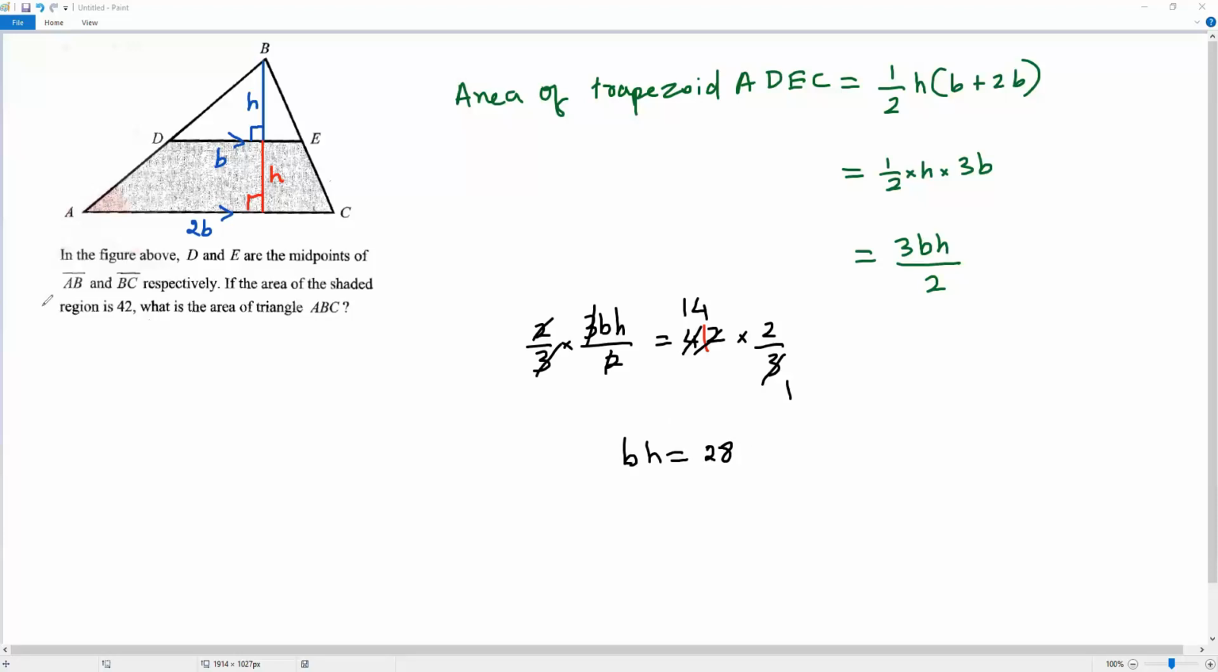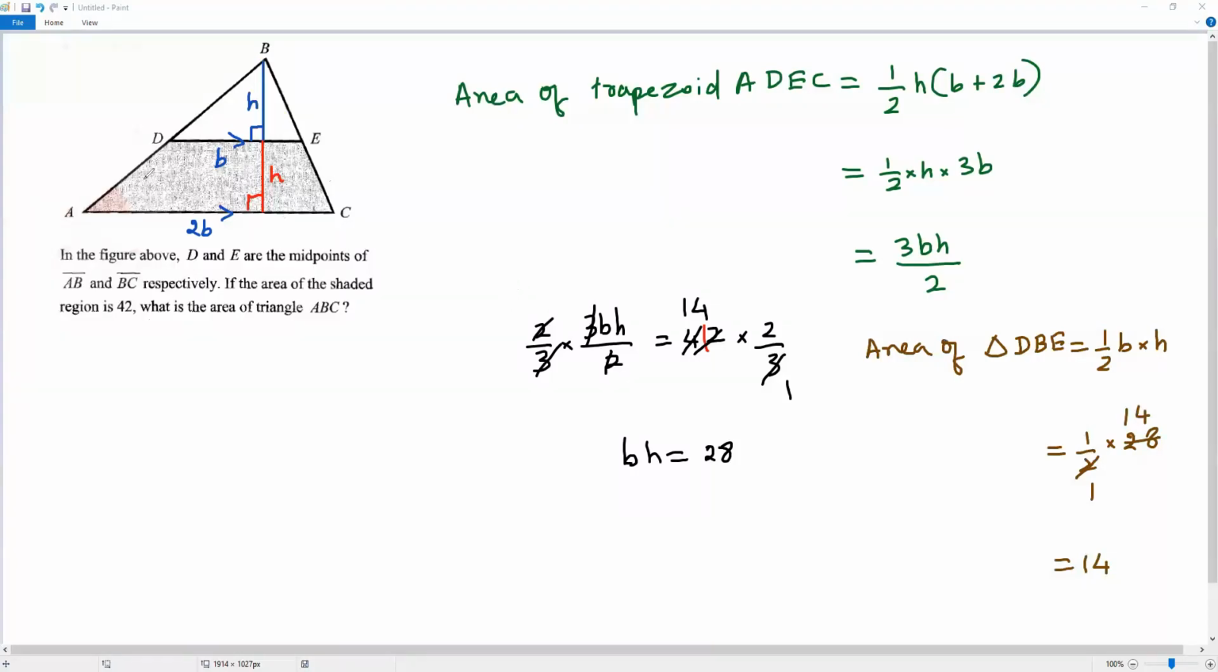Okay, now I'm trying to get the area of the smaller triangle DBE. The formula to find the area of a triangle is half times base times height. Here the base of the smaller triangle is b, and the height of the smaller triangle is h. So half times base times height. We know the product of b and h is 28, so we can plug in 28 for b times h. So 1/2 times 28 is 14. So the area of triangle DBE is 14 square units.